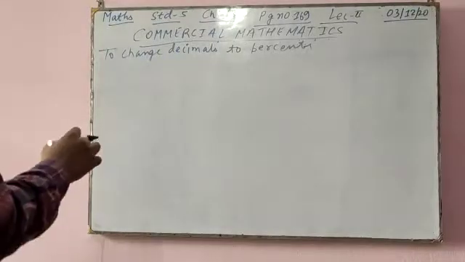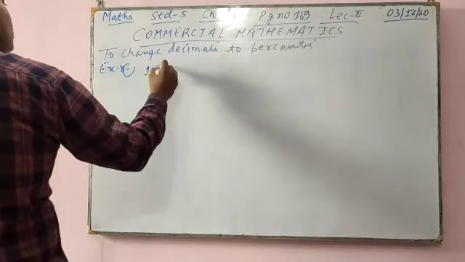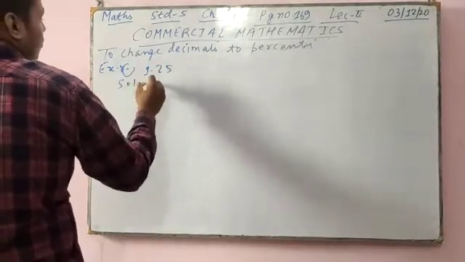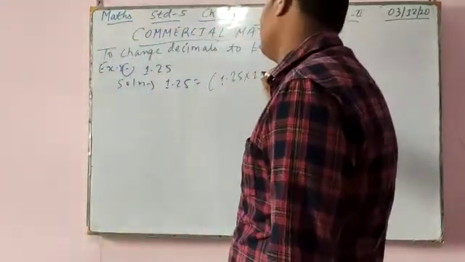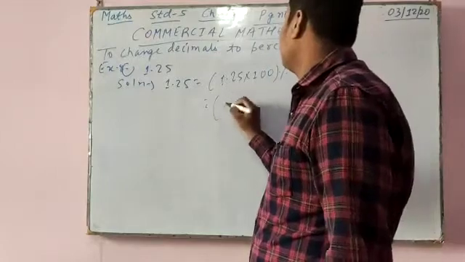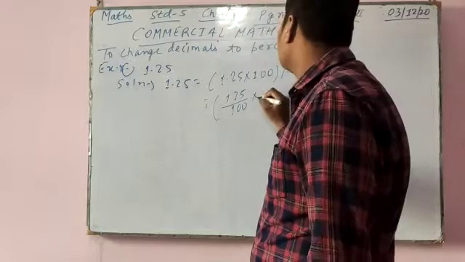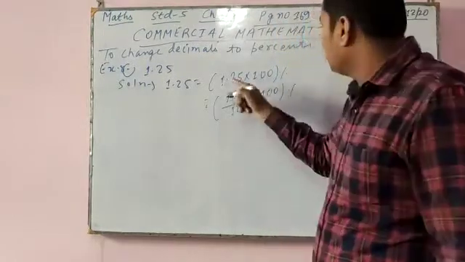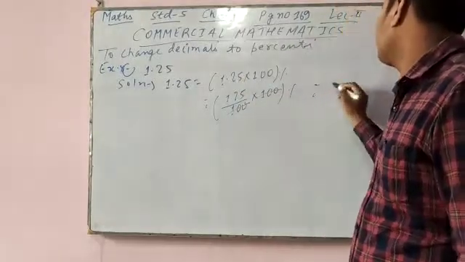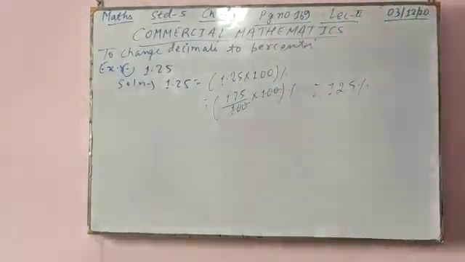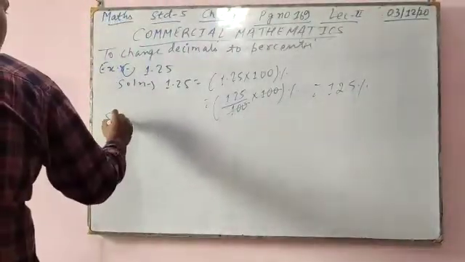So come to lecture number 2, example number 8. Convert 1.25 into percent. Solution: 1.25 into 100 percent. Now this 1.25 can I write as 125 by 100. You will retain how? After the decimal there are 2 numbers, so 2 zeros. Now 100 by 100 is gone. Your answer will be 125%. Okay. Now we will see some more examples.